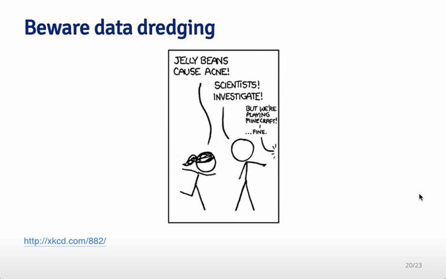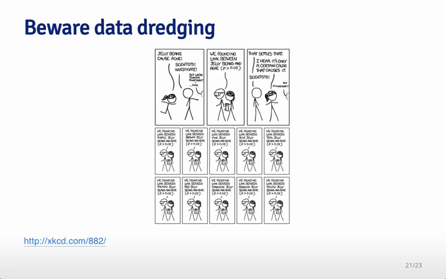Another key component of paying attention to big data and data science is being aware of data dredging. So suppose you want to consider something silly like jelly beans cause acne. This comes from an XKCD cartoon. Scientists could investigate and they find out that jelly beans aren't related to causing acne. Then they say, well, that settles that, but you could try to change your hypothesis. You could say, oh, well, actually, it's just purple jelly beans that cause acne. No, it's brown jelly beans that cause acne.